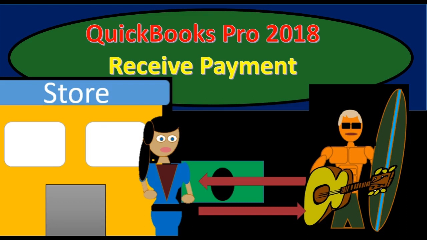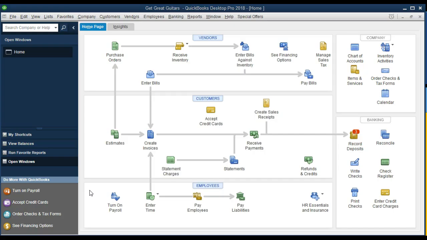Something that often is used more in a service type of business. In this type of transaction, we would expect payment basically at the same point in time of delivery. Oftentimes, when that is the case, the document that we will record in QuickBooks will be the sales receipt. If you have been following along with us, we will be continuing on with Get Great Guitars.